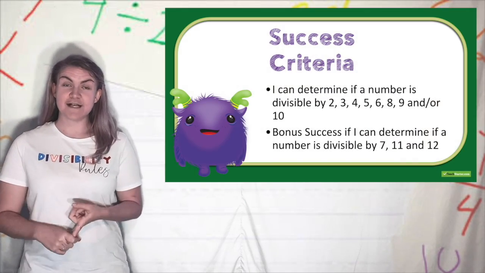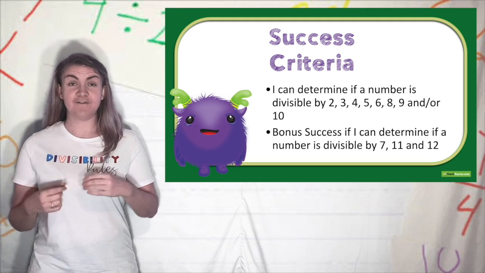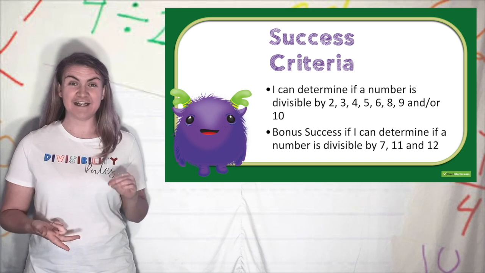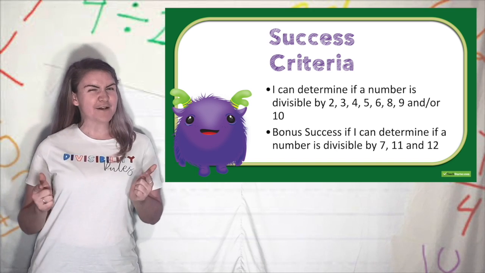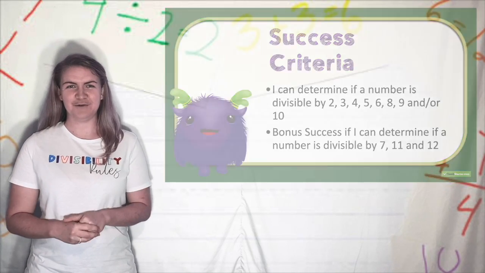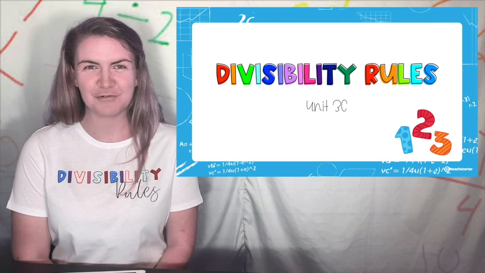You will know you are successful when you can easily determine if a number is divisible by 2, 3, 4, 5, 6, 8, 9, and 10. And you have bonus success if you can also know the 7, 11, and 12 rule. Let's learn about divisibility rules.